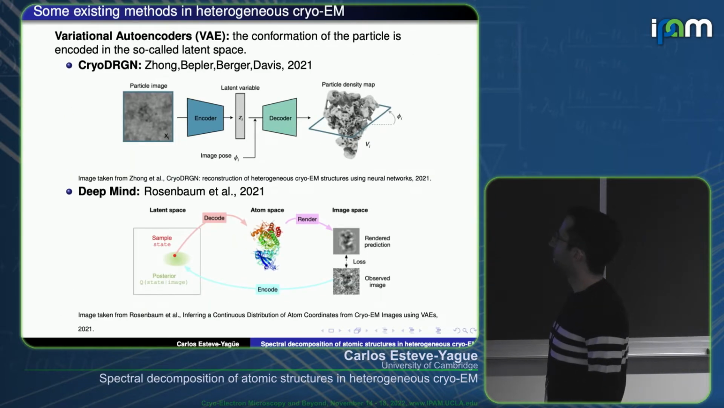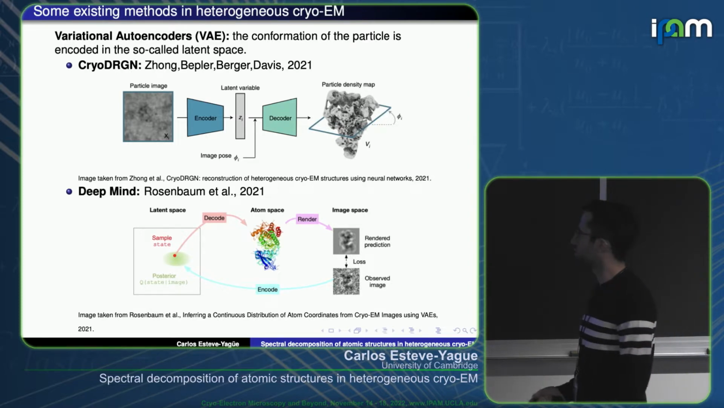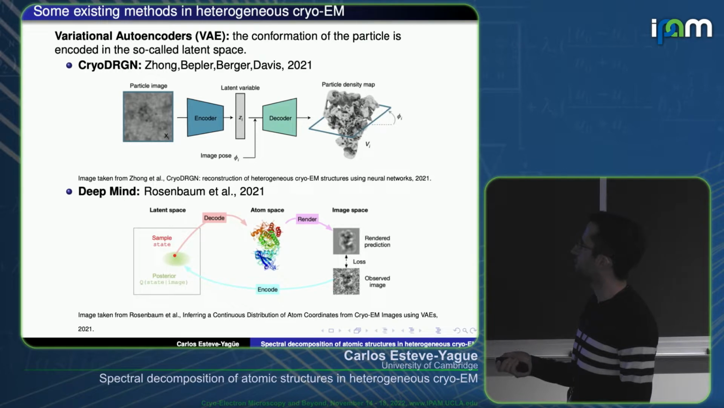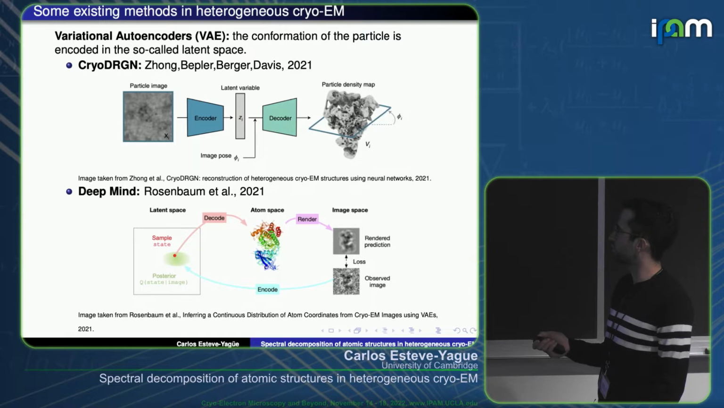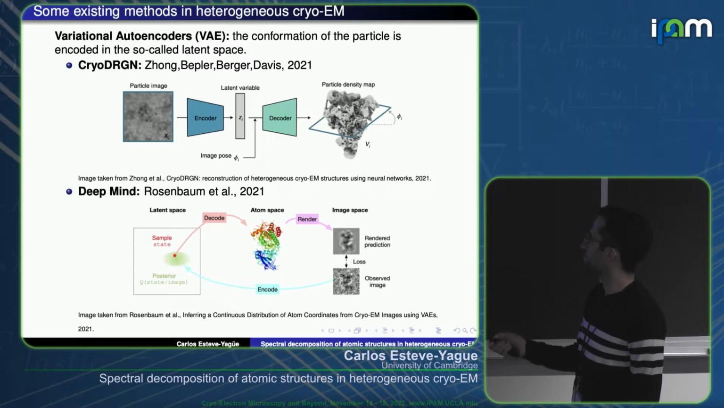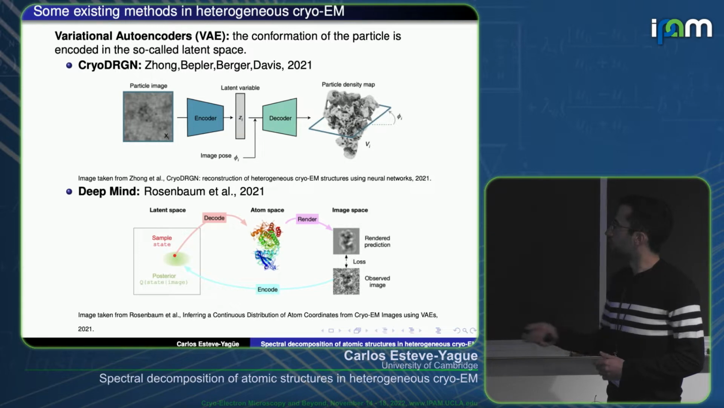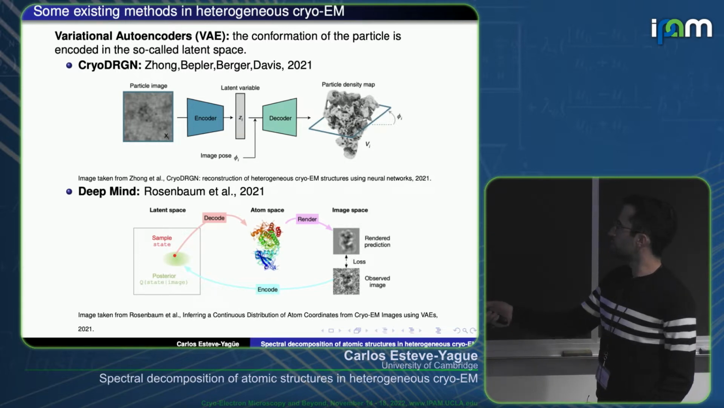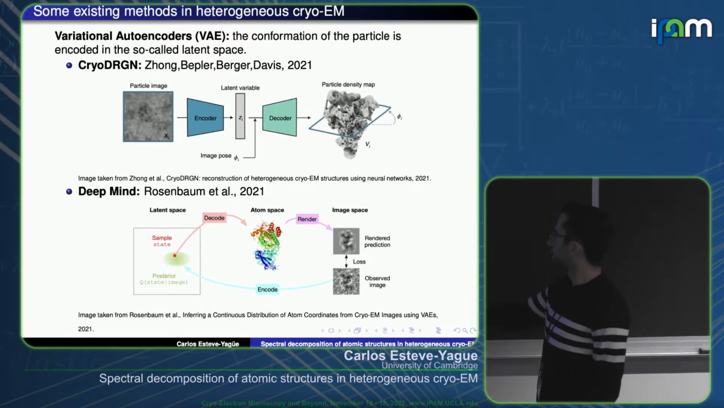Okay, so there are several methods to address this continuous heterogeneous cryo-EM reconstruction. The most recent ones are based on deep learning and use this variational autoencoder idea, like in CryoDRGN, where the images are projected into this latent space that encodes the conformation of the particle in the image, and then using this latent representation with the image pose, there is a decoder which is trained to determine the density of the particle.